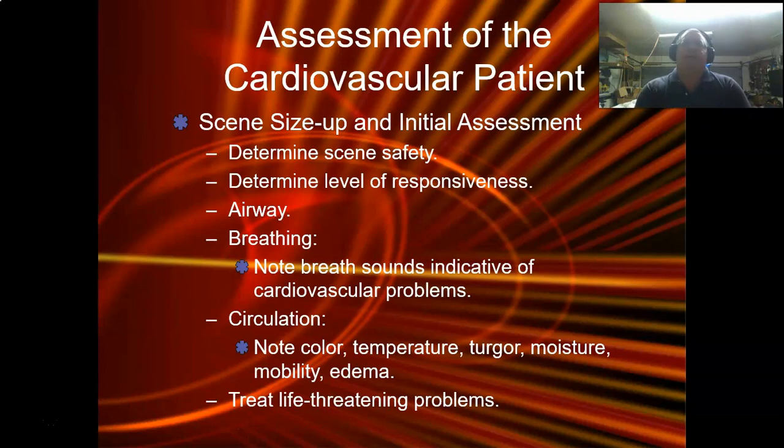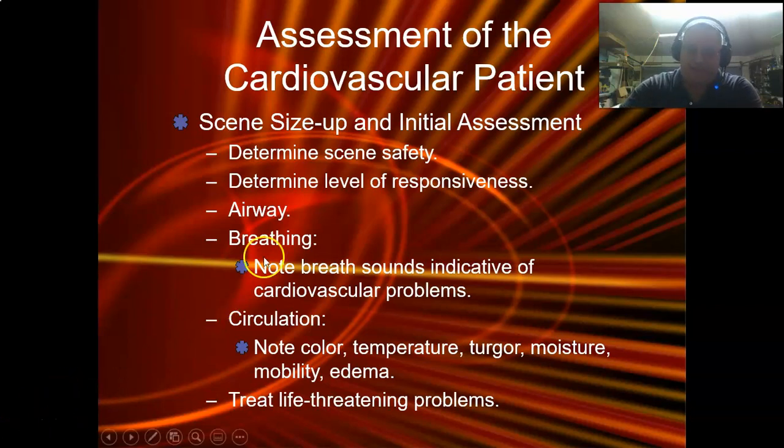Let's go to the patient assessment. That's what we do, but there are some things we key in on if we believe it's a cardiovascular problem. Notice the two words there: cardio, heart, and vascular, blood vessels. You have to be ready to do both as needed. Again, the initial start is the same: scene safety, level of responsiveness, your AVPU scale, airway, breathing, circulation.